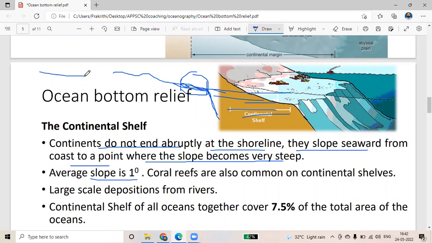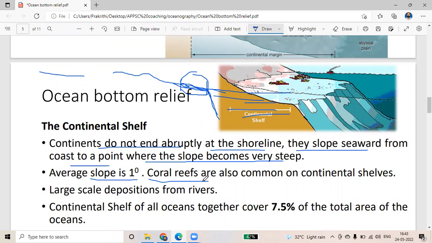Minerals such as monazite can be found in that place, and petroleum products as well. So there is a lot of scope at this continental shelf region. The common feature you can see is coral reefs. Coral reefs are common in this continental shelf region, and it is the largest depositional area of the rivers.